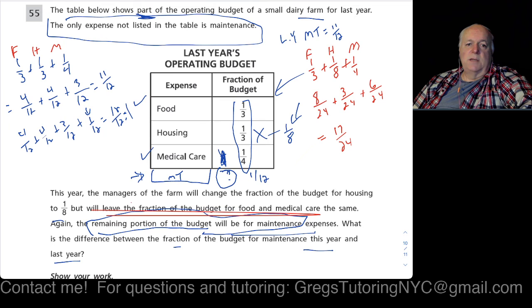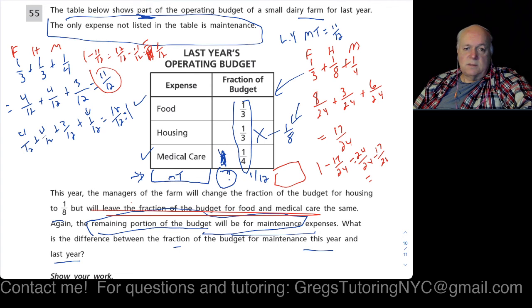That means we now need to figure out the maintenance for the next year. Okay, what would that be? We got 11/12 before, and we basically did 1 minus 11/12. That's the same as 12/12 minus 11/12, and that's how we got the 1/12. So we're going to do the same thing. 1 minus 17/24ths is the same as 24/24ths minus 17/24ths, and that, I believe, gives us 7/24ths.